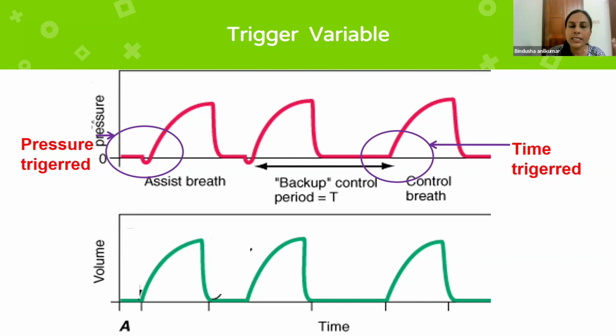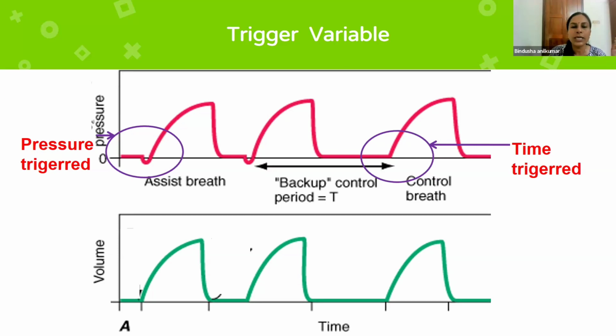Okay. And in the case of flow trigger, what you need to understand is that when you connect to the ventilator and tubing, there will be a bias flow. So when the patient initiates an inspiration, there will be a change in the flow. It can be determined by the ventilator. So that is how the ventilator will determine whether the patient has started breathing and give a breath.